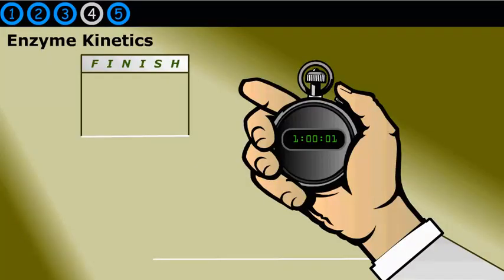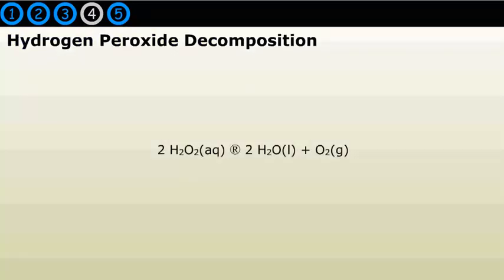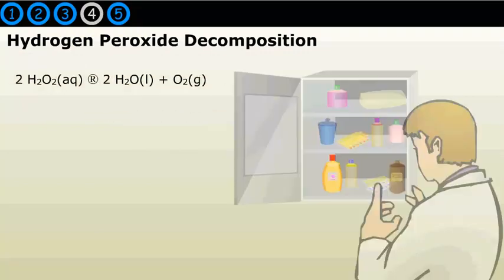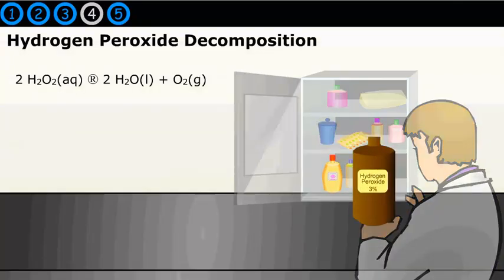Enzyme kinetics describe how reaction rates are measured. We can use enzyme kinetics to determine how long it takes an enzyme to convert a substrate into a product. Let's look at the conversion of hydrogen peroxide to water and molecular oxygen. Hydrogen peroxide is a strong oxidizer. It's used to clean scrapes and cuts. A bottle stored in a medicine cabinet lasts for a year or longer.